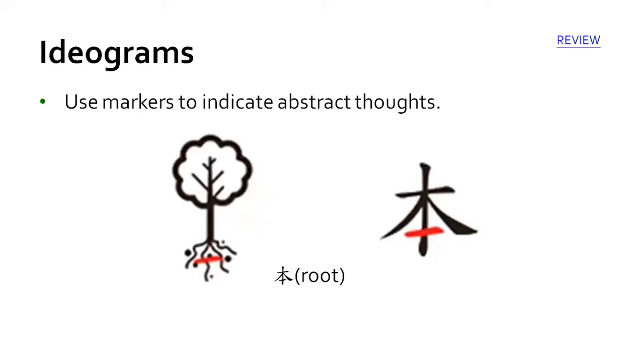And the last one here, you can see the tree. In the pictograph part, we learned the character tree is a pictograph, right? The tree is a pictogram character. Now here you can see the red part. The red part here is a marker. It's a marker to indicate which part of the tree we are talking about right now. You see, we place a red marker at the root. So this character means root.